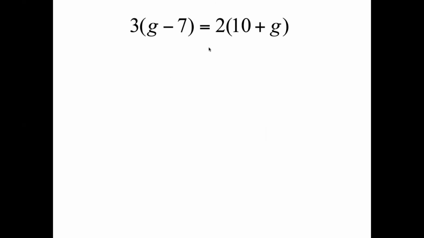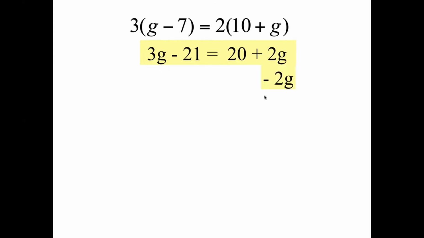Similar one to the last one, except now you actually have to do the distributive property on both sides. So first, distribute 3 to g minus 7. That would give you 3g minus 21. And do the same to 2 times 10 plus g. That would give you 20 plus 2g. Now you can go ahead and isolate your variables. I'll subtract 2g from both sides, but you can also subtract 3g from both sides if you decide to. But once again, to make the process simpler, try and target subtracting the smaller values so that you don't have to work with as many negative numbers.